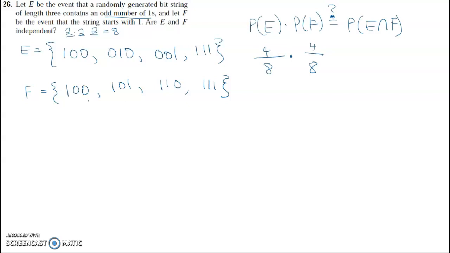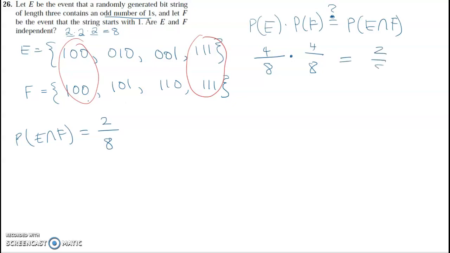We need to find the probability of E and F, and in this case, we have 2 outcomes that repeat. So E intersection F, we have 2, and this would be 2 out of also 8. Alright, so we need to see if this is true. So 1/8, it's the same thing as 1 over 2 times 1 over 2, and 2 over 8 reduces down to 1/4, which makes sense. So yes, these 2 events are independent.